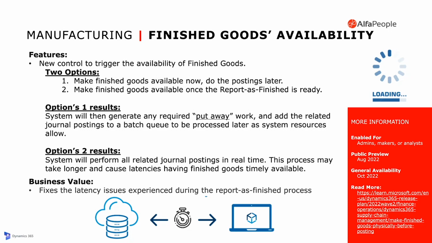goods available once the report as finished has been completed, which ties in with the old process and may cause latencies, or have them ready in available status as soon as the worker declares the goods as finished. So this way you can buy yourself some time while the system generates all the put away works and adds all the related journal postings to a batch queue, so it can process them later as the system resources may allow. So you don't have to care about this any longer.